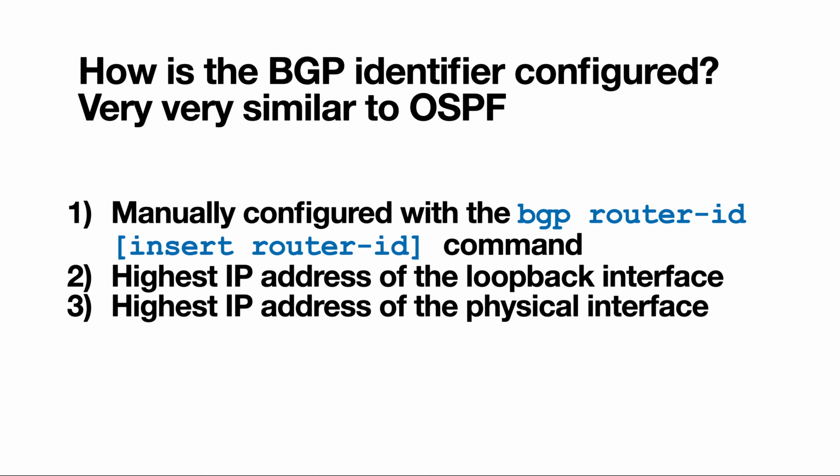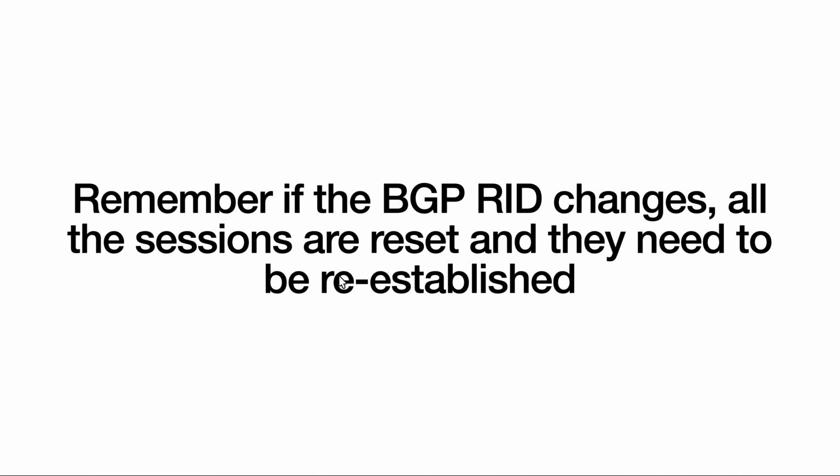Now, how is the BGP identifier configured? Like I said, it is similar to OSPF. Basically, you manually configure it with the BGP router ID command, or you can use the highest IP address of the loopback interface or the highest IP address of the physical interface. This is the election process. Firstly, if you manually configure it, that's what takes precedence. If you've not done that, then the highest IP address of a loopback interface, otherwise the highest IP address of a physical interface, will be chosen. Now, remember, if the BGP router ID changes, all the sessions are reset and need to be reestablished.